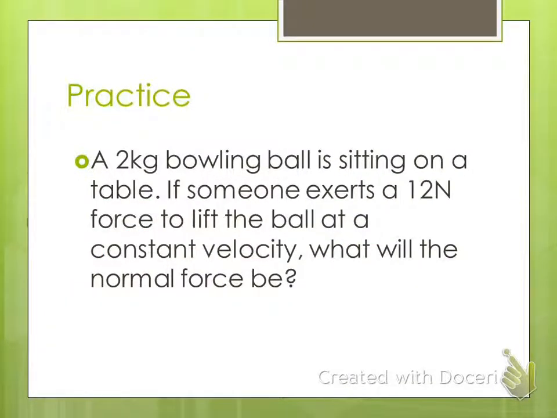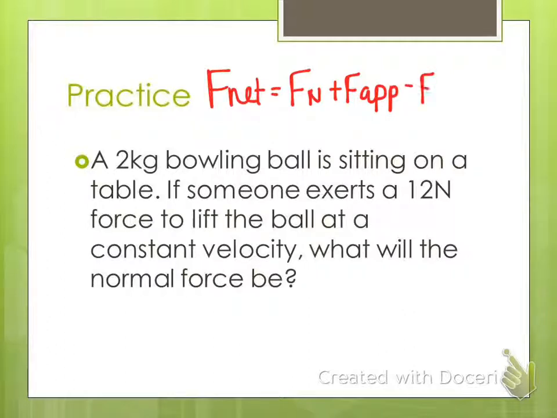Okay, a 2 kilogram bowling ball is sitting on a table. If someone exerts a 12 Newton force to lift the ball at constant velocity, what will the normal force be? F net is equal to F normal plus F applied minus F sub g. You could call it F lift if you want to. This one you could change the name.